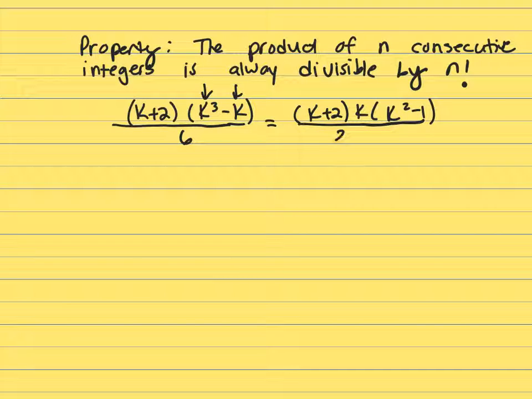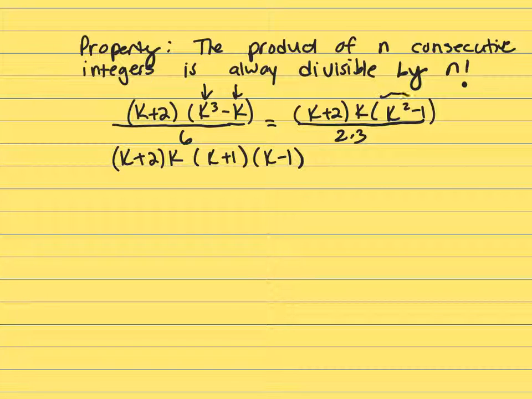Another way to write 6 is 2 times 3. We'll see if we want to think of it as 2 and 3, or maybe it's a 6. We'll see in a minute. Let's further factor the numerator. You've got k plus 2, a k plus 1, and a k minus 1. That's how this factors, k plus 1, k minus 1, all over 2 times 3.